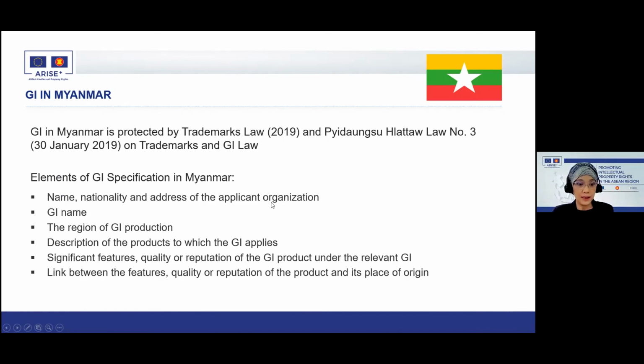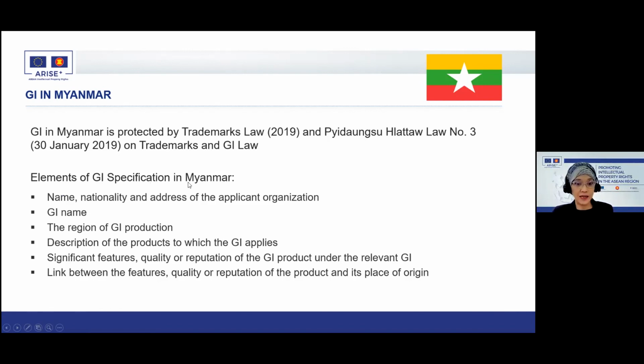In Myanmar, GI is protected through trademark laws, and I'm sorry if I misspell it, Pi Daung Su Hlutdaw law. That's the sui generis law, especially for trademarks and GI law.